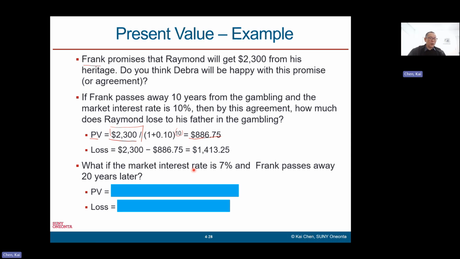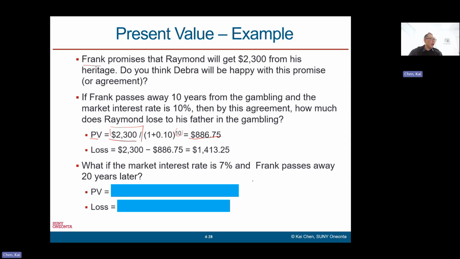Under this background, what is the present value of $2,300 that Raymond expects to receive 20 years from now? Over the future 20 years, the market interest rate is 7%. Of course, we can use the formula. Now I'm going to show you how to use the formula.